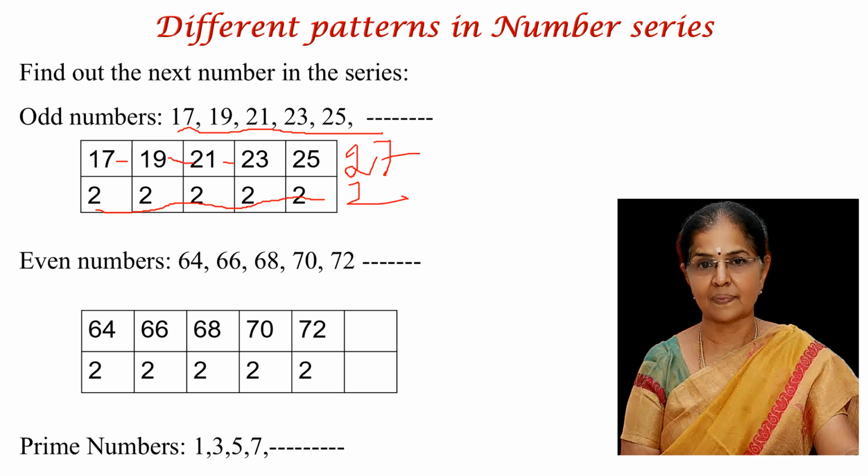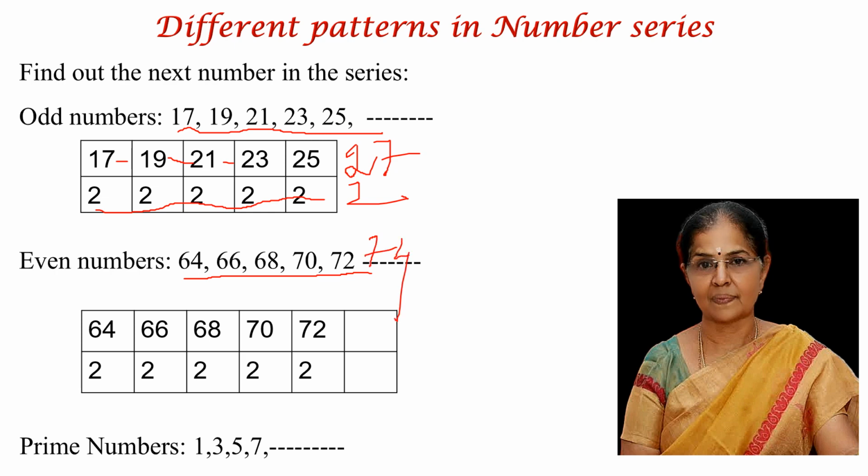And here, read out the next problem. 64, 66, 68, 70, 72. Again, there is a constant difference of 2. Addition of 2, so the next even number. So just by looking at the numbers, you can write it is 74.